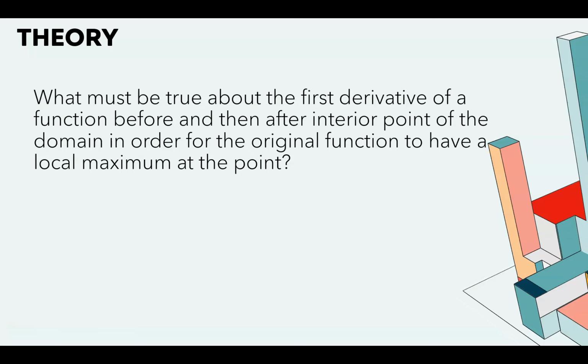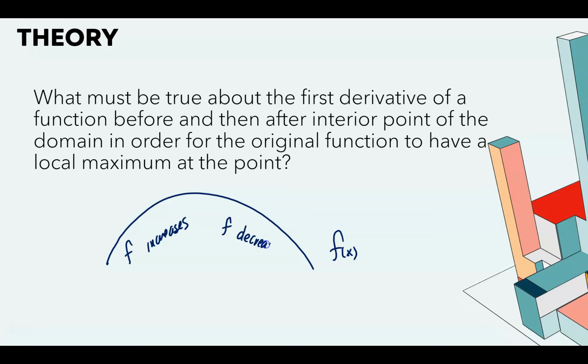And so what we're relying on here is, I think, if you understand the words, pretty logical. What must be true about the first derivative of a function before and after some interior point, as in not an endpoint, in order for that function to have a local maximum at that point? So, here's some function. In order for that function to have a maximum, to the left of that maximum, the function has to increase. To the right of that maximum, the function has to decrease.